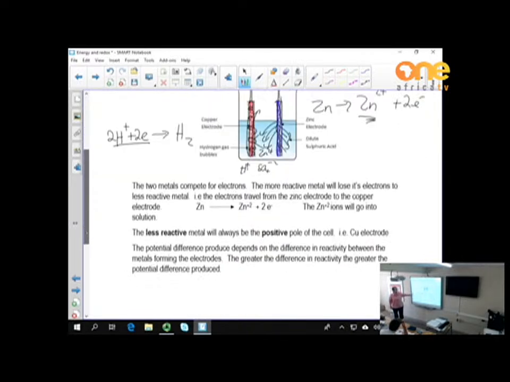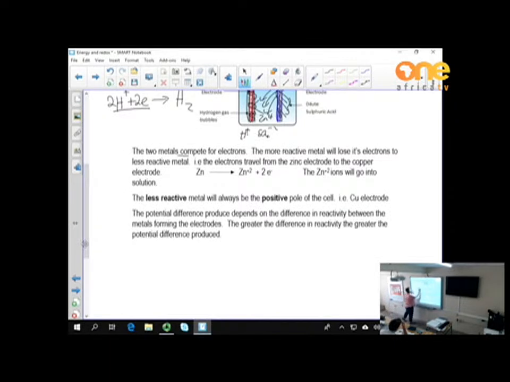So just simply the theory: the two metals compete for electrons. The more reactive one will lose its electrons to the less reactive one. The less reactive one doesn't want to react, so it holds on to its electrons. The electrons travel from the zinc electrode to the copper electrode. The zinc electrode forms zinc ions, which go into solution. It will dissolve, so the zinc rod is going to disappear eventually.